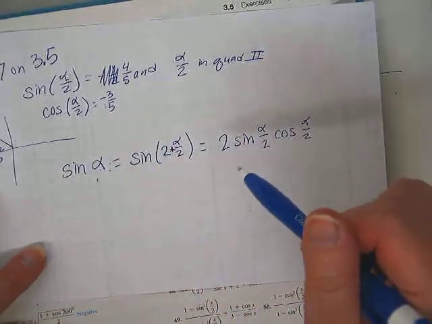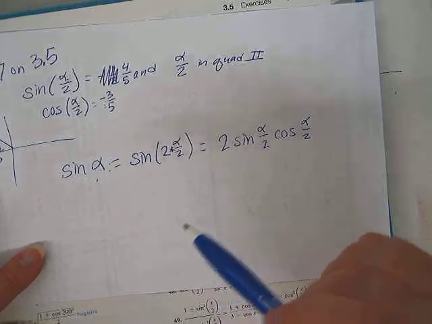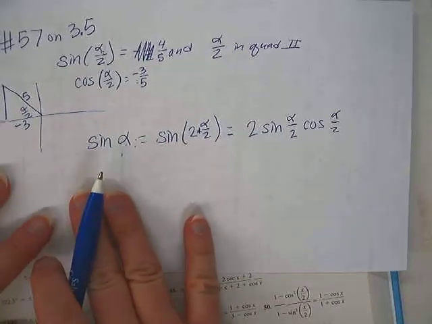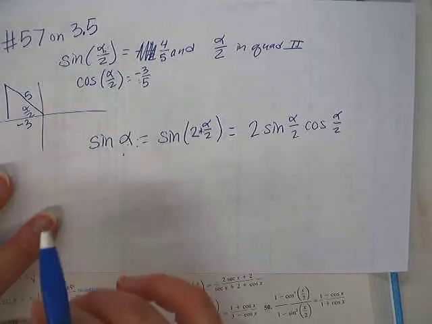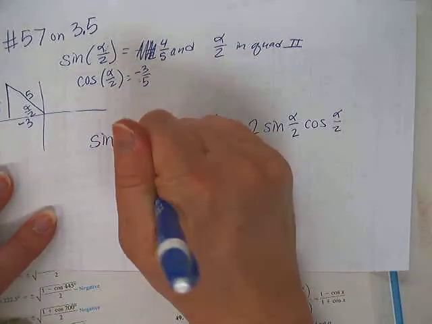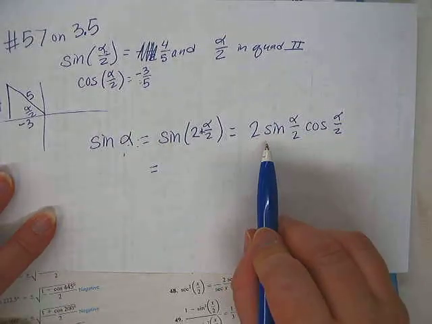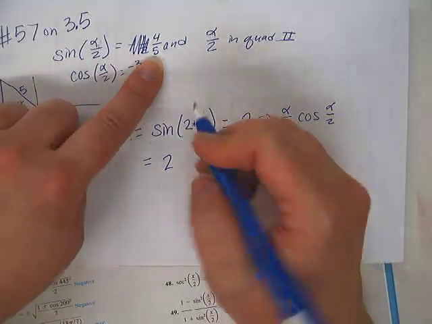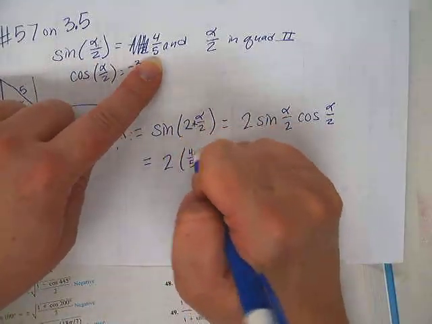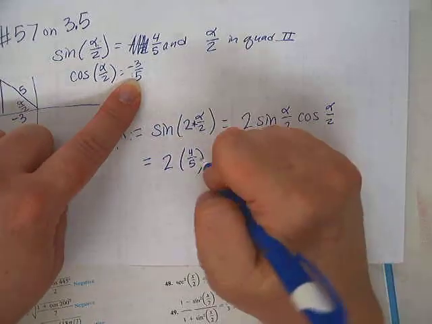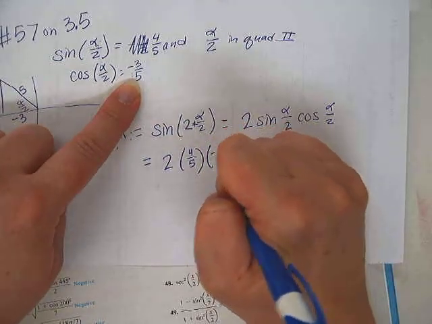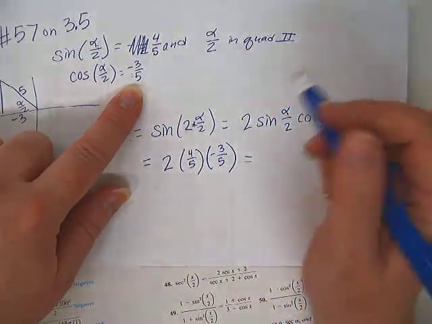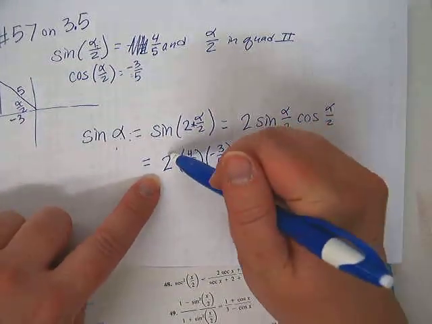Do you see how I've adapted the identity with our alpha over 2 instead of x or whatever we talked about originally? Are we okay with how we've adapted the identity? Questions? Anything? Okay, let's go for it. So let's just plug the right numbers into our identity. So we have a 2. We have sine of alpha over 2, which they told us is 4/5. We have cosine of alpha over 2, which is -3/5. If you do that negative wrong, you'll get the wrong answer.